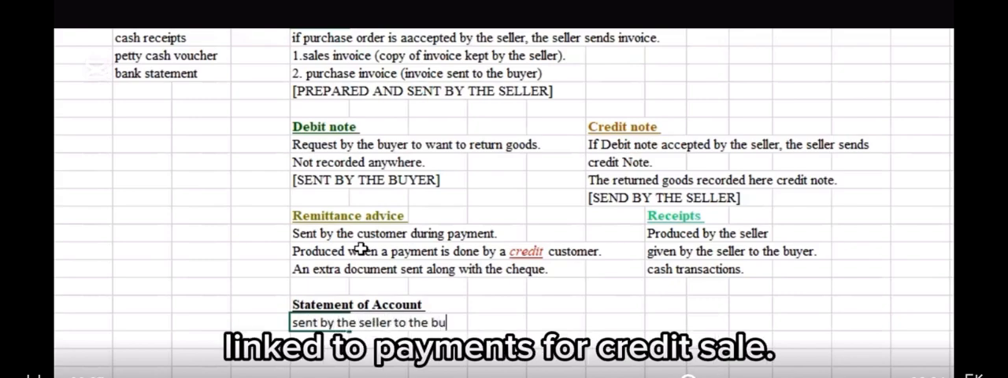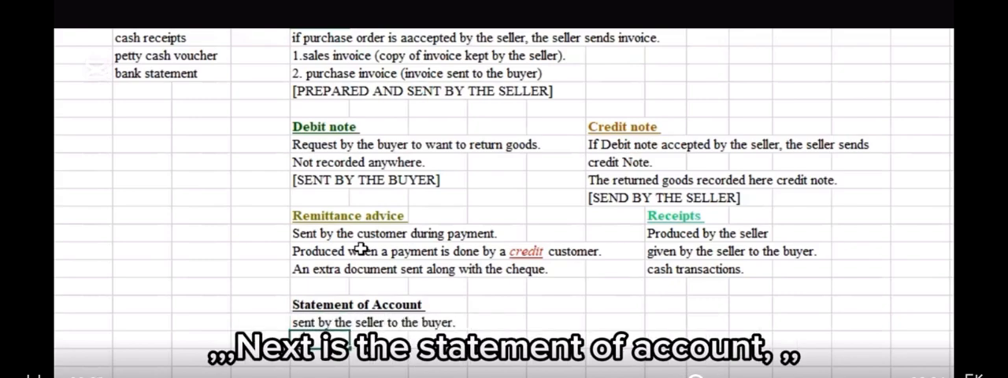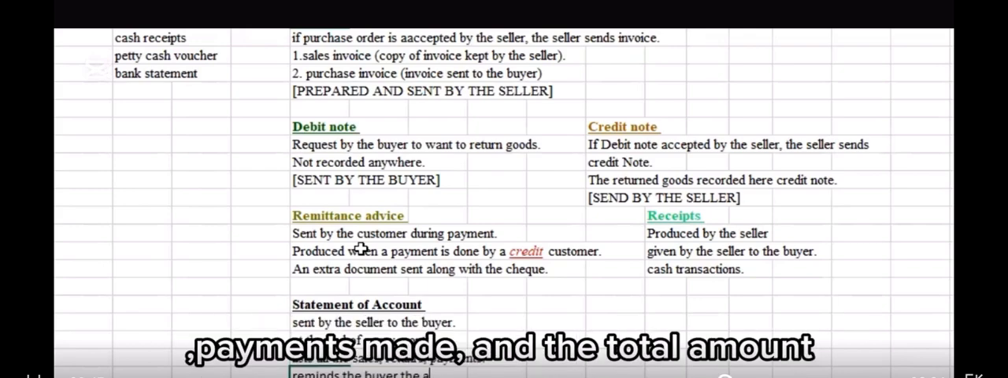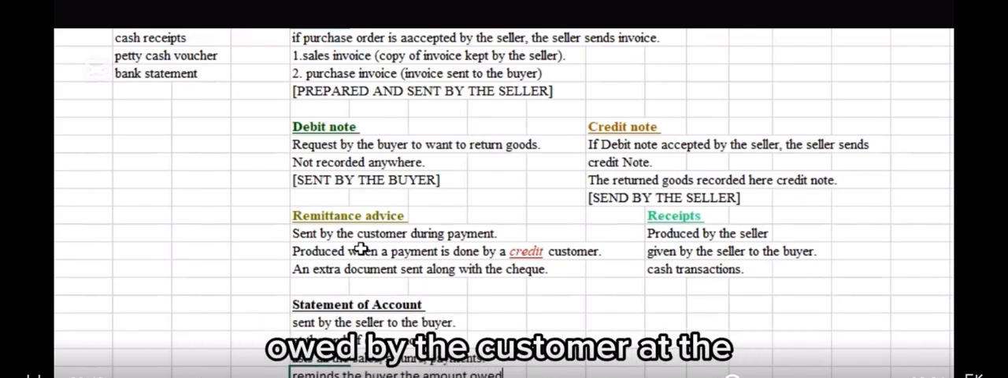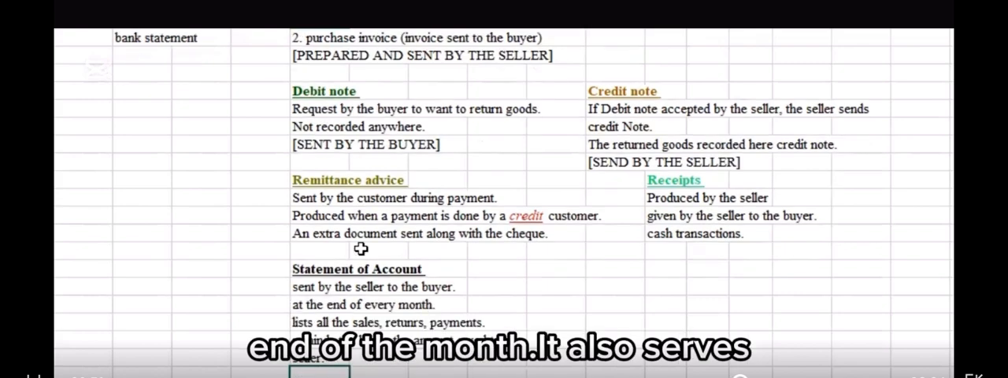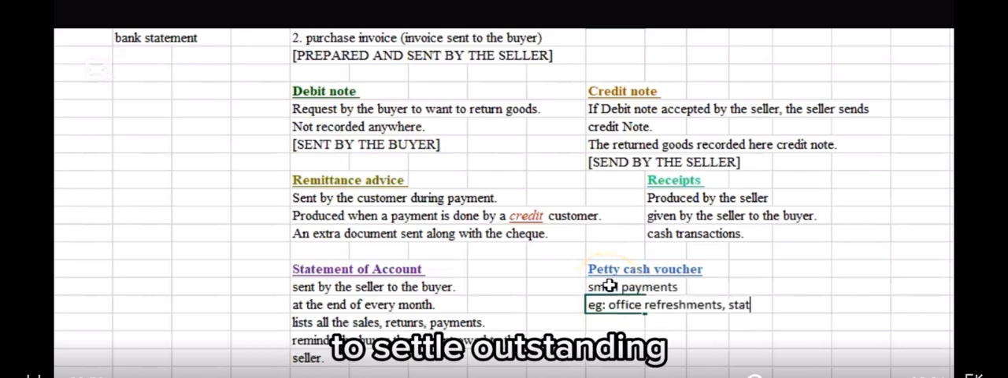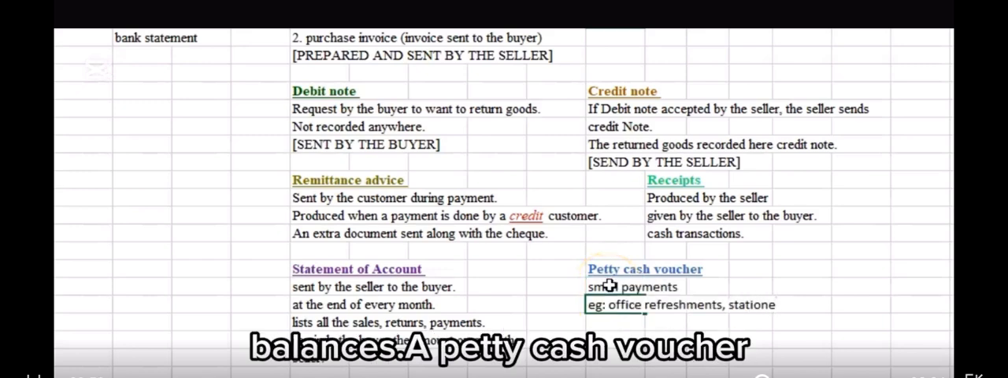Next is the statement of account, which is sent by the seller to the buyer each month. It shows all goods purchased, payments made, and the total amount owed by the customer at the end of the month. It also serves as a reminder for the customer to settle outstanding balances.